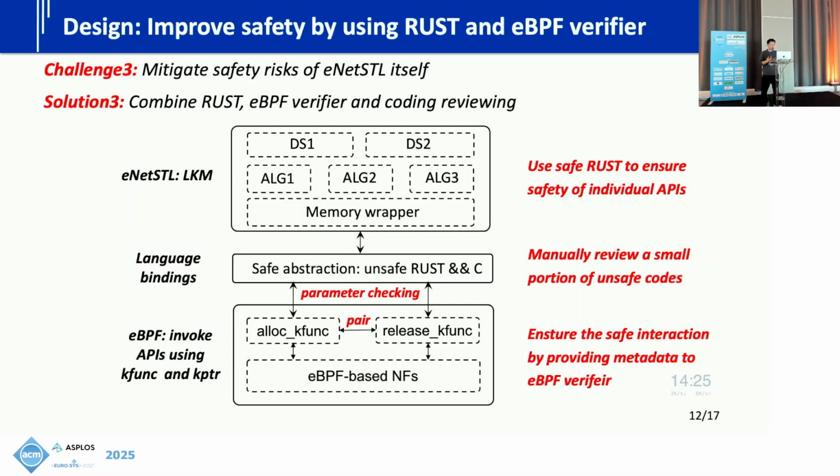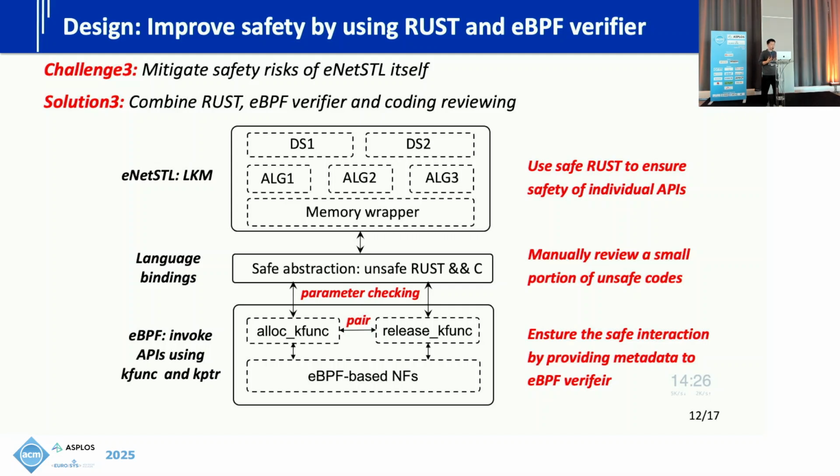While ensuring the safety of individual APIs guarantees the safe termination of the entire eBPF program, it does not fully address memory safety due to the different memory models between eBPF and Rust. For example, the eBPF program must call the alloc APIs and the release APIs in pairs, rather than use the RAII-based method used in Rust. Therefore, we further ensure the safe interaction between eBPF and eNetSTL for memory safety.